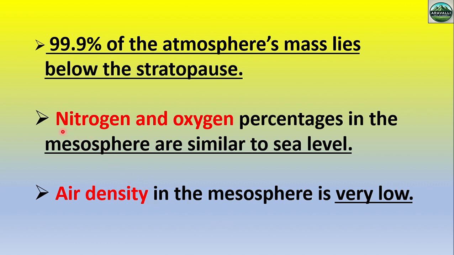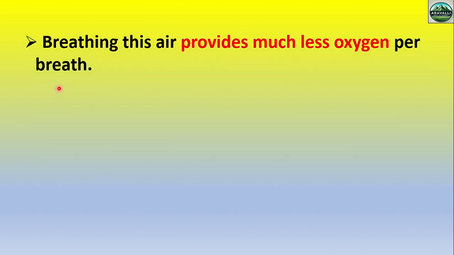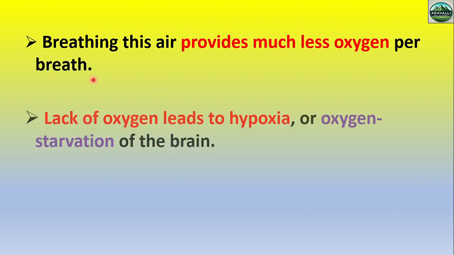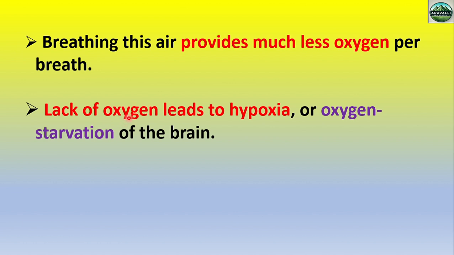The concentration of nitrogen and oxygen is the same as in the troposphere, but air density is low due to the higher volume. Breathing here provides much less oxygen per breath, because volume is higher but the oxygen percentage is the same as compared to the troposphere. Due to this higher volume, oxygen is actually less. So breathing this air provides much less oxygen per breath, and due to the lack of oxygen we can get hypoxia, which is lower oxygen conditions or oxygen starvation of the brain.